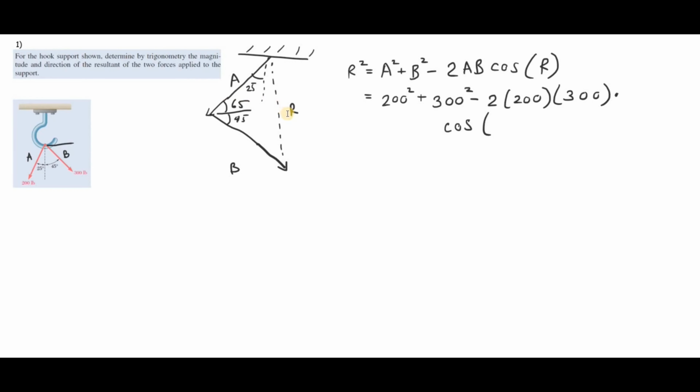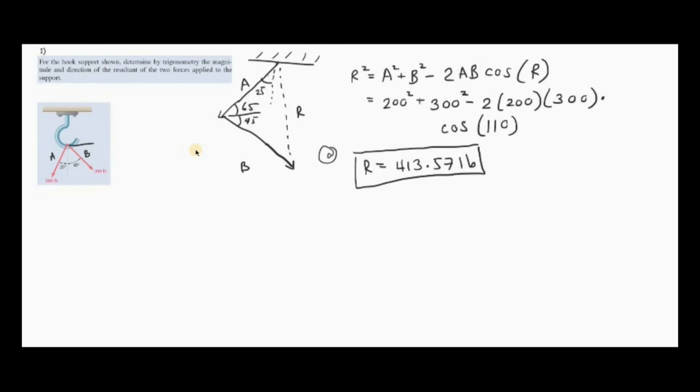And R is the angle opposite of the resultant force. It would be 65 plus 45, which would give you 110. So now this is just simple arithmetic, and solving for this you would get R is equal to 413.57 pounds. So now we solved for the magnitude of the force. We just need to figure out the direction of the force.